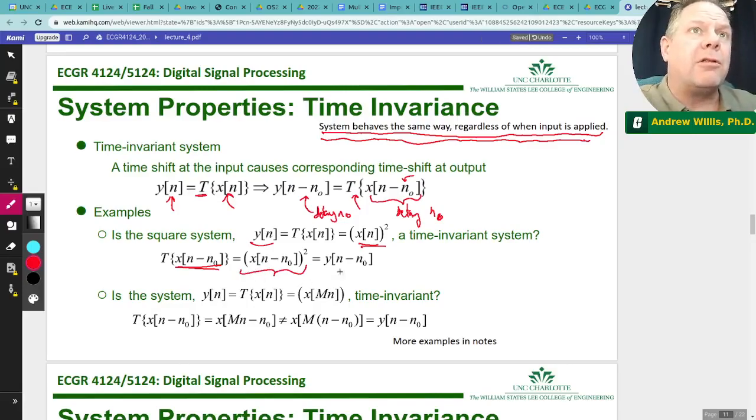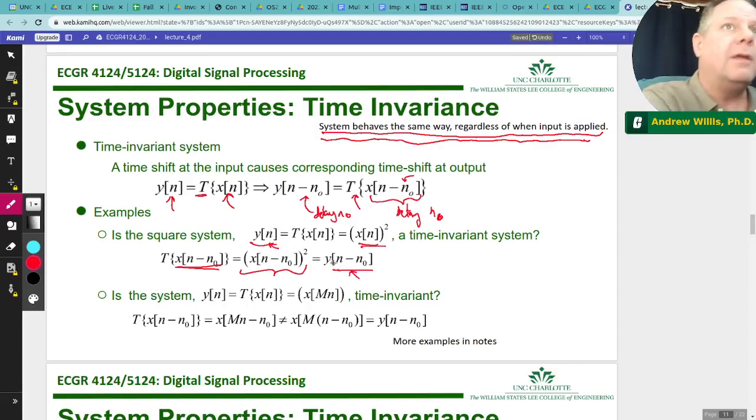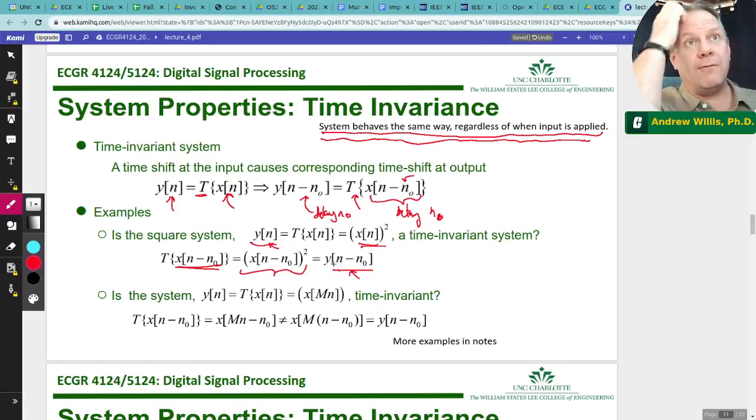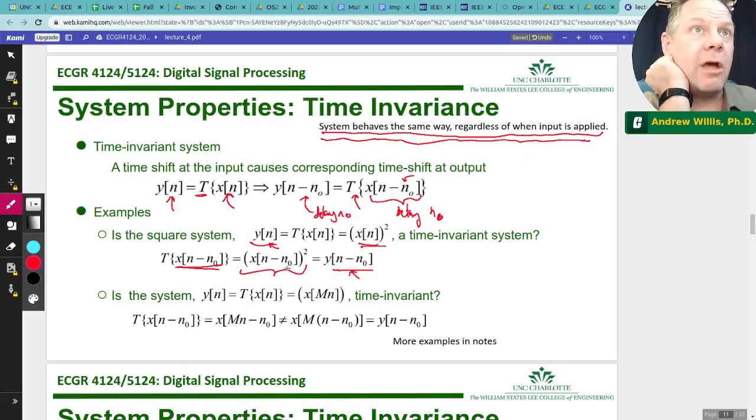When we put that in, we get this output, and then you ask yourself, is this output equivalent to this output shifted? And in fact, yes, it is. This output is shifted by n naught, and this is just at n. So this squaring function is in fact a time invariant operation. If you put the same signal in at a later time, it will square it.